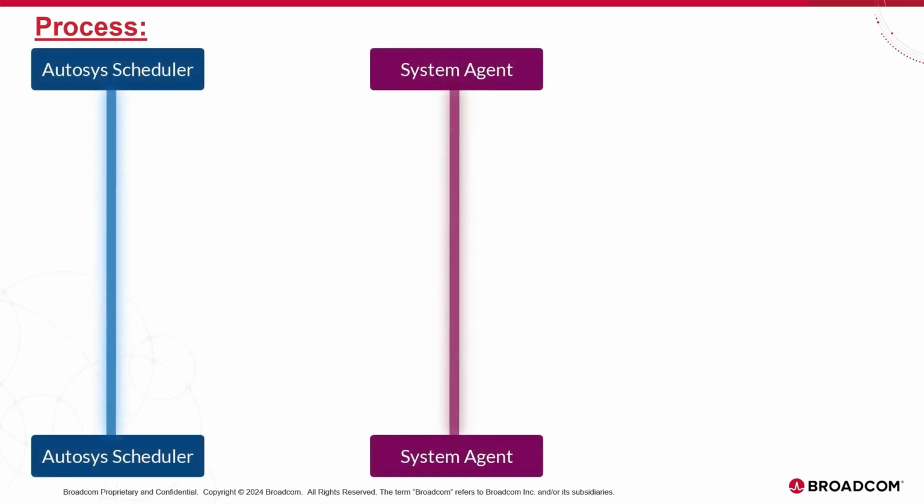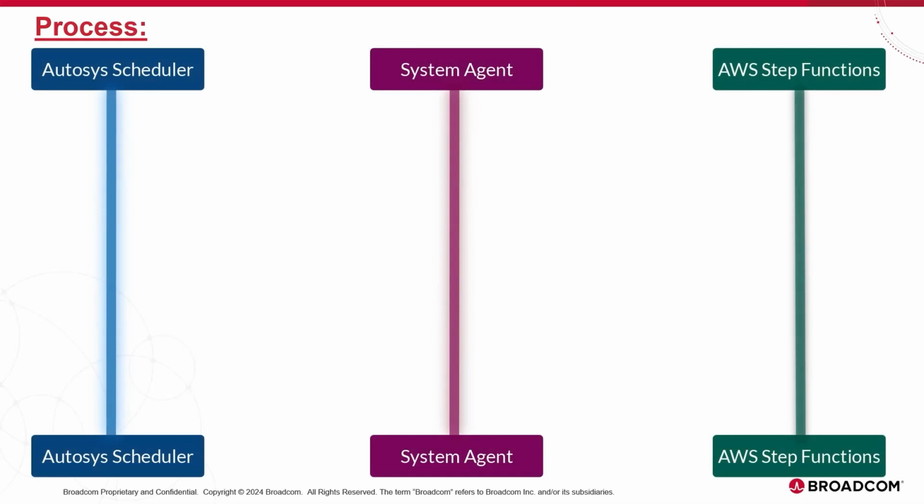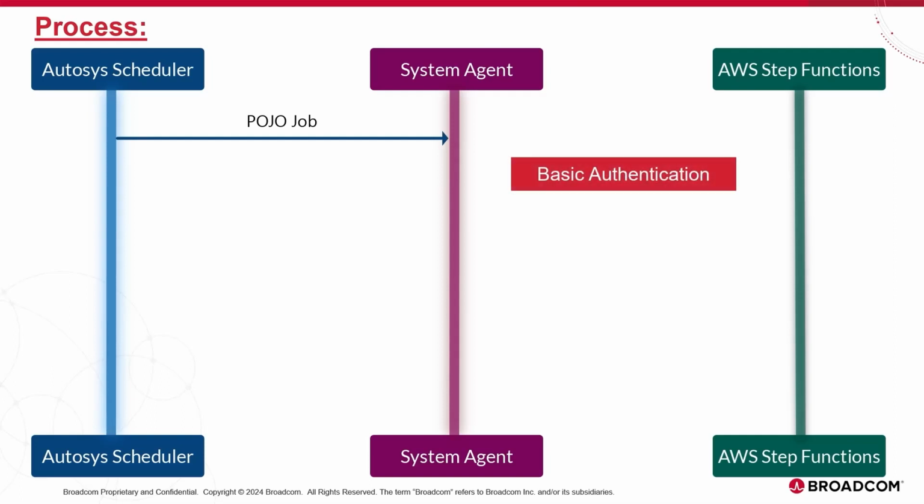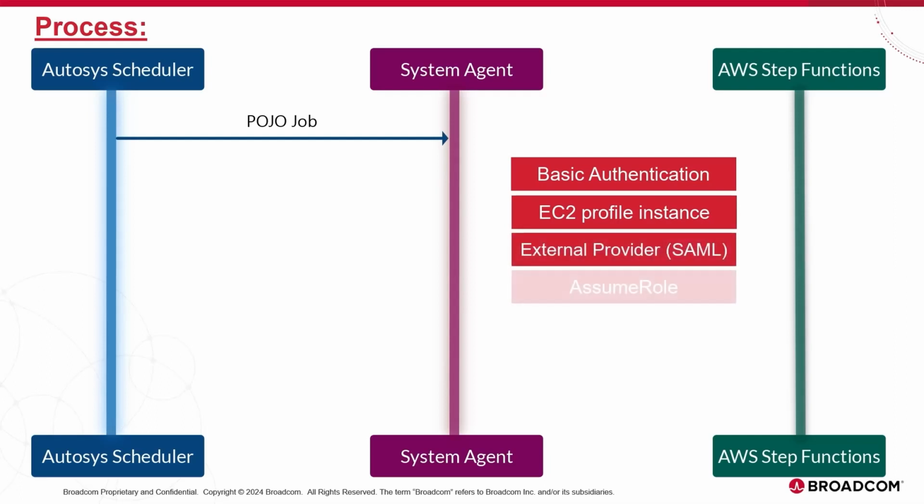We start with the three main components: the AutoSys scheduler, the system agent, and the AWS Step Functions server. The AutoSys scheduler submits the POJO job to the system agent. The system agent acknowledges the job from the scheduler and initiates communication with the AWS Step Functions server. Authentication is then initiated, with the system agent posting either basic authentication or EC2 profile instance, external provider, SAML, or assume role, depending on the specifications provided in the authentication J2EE properties.